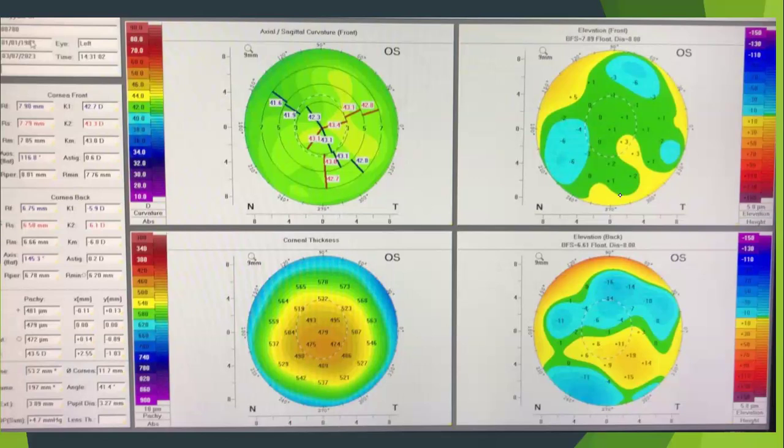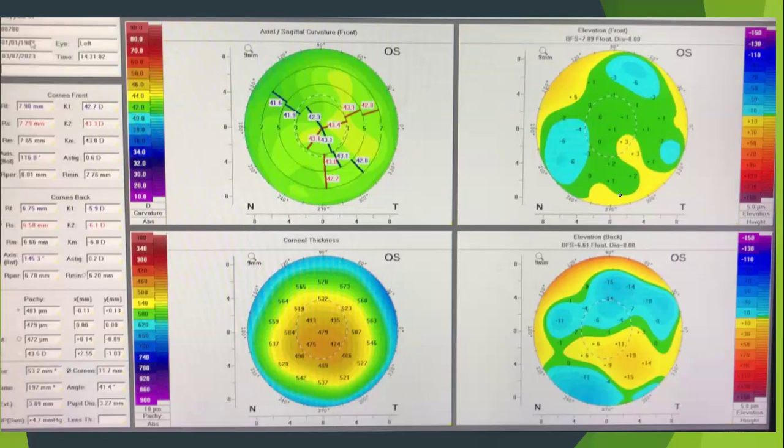Ma'am, can you please tell in pachymetry the difference between the apex and thinnest is how much? It should be less than 10 microns. Less than 10 is acceptable. If it is more than 10, then this is significant.